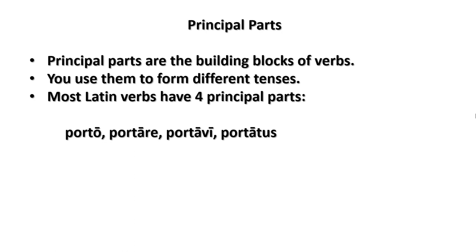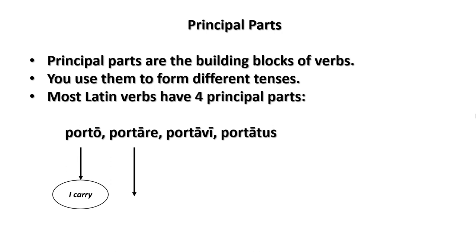So here is an example. Here's our verb porto, portare, portavi, portatus. Now let's talk about what each one of these principal parts means. Our first one is always the I form of a verb. So for example, porto, I carry. Hopefully you remember that O is the I ending in the present tense, among others.